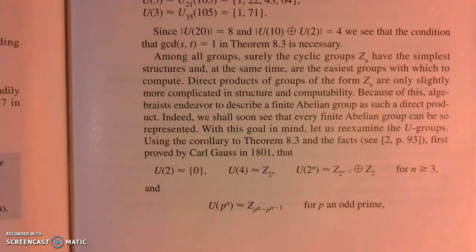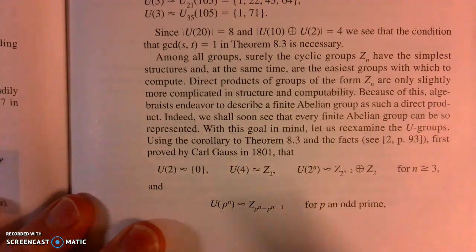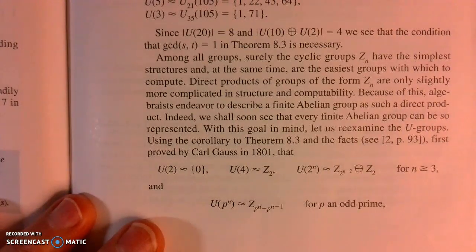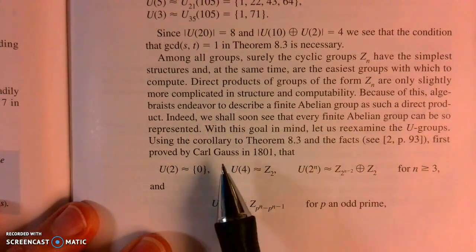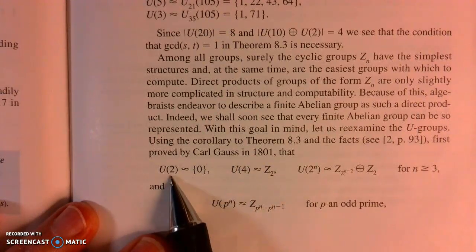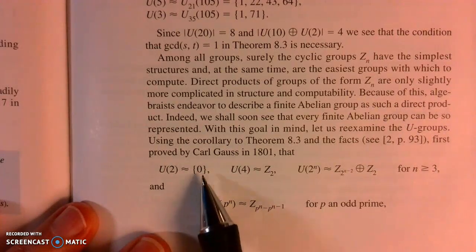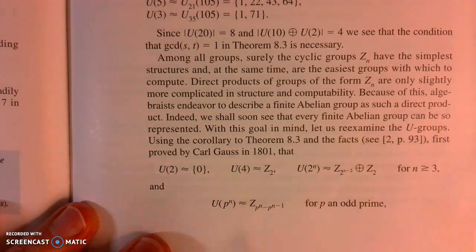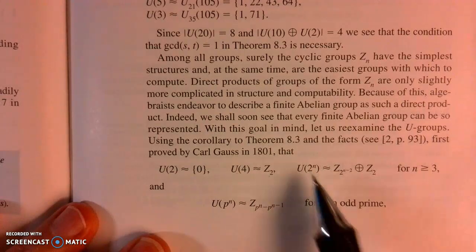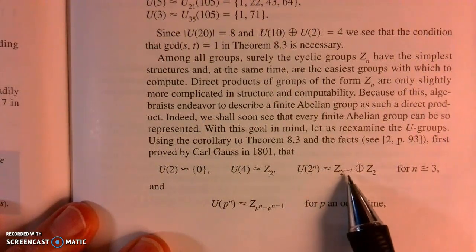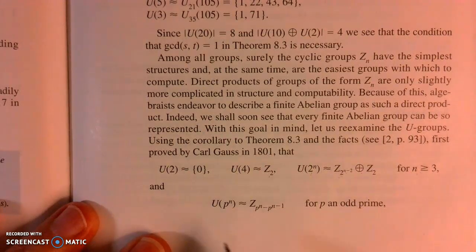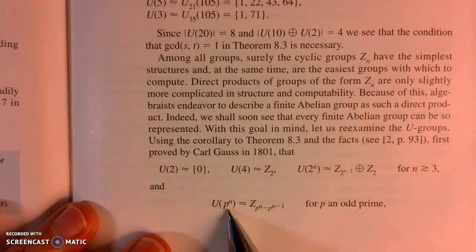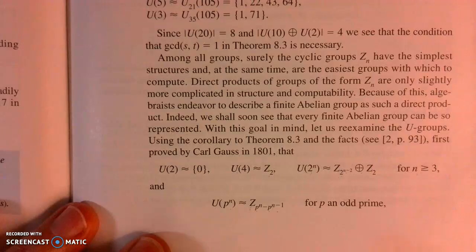If we want to write Un as an external direct product of cyclic groups, we can use the corollary. First, we factor n as a product of prime powers, and then we can use this fact. U2 is isomorphic to the trivial group generated by 0. U4 is isomorphic to Z2. U of 2 to the power n is isomorphic to Z2 to the power n minus 2 plus Z2 for n greater than or equal to 3. And if p is an odd prime, U of p to the n is isomorphic to Z of p to the n minus p to the power n minus 1.